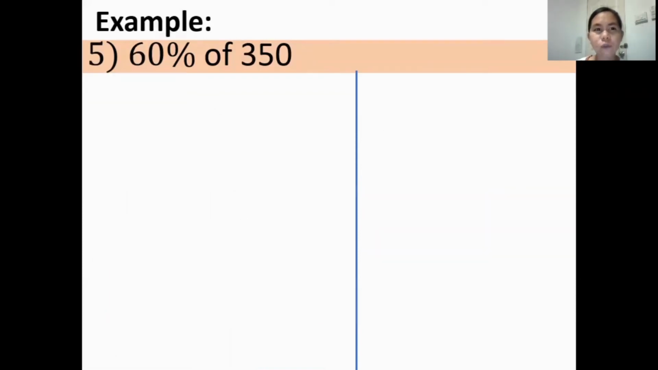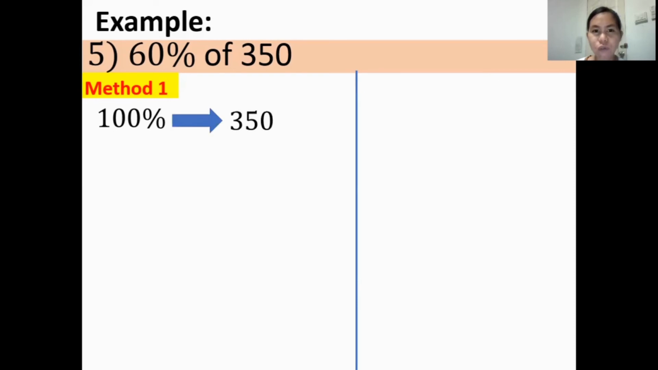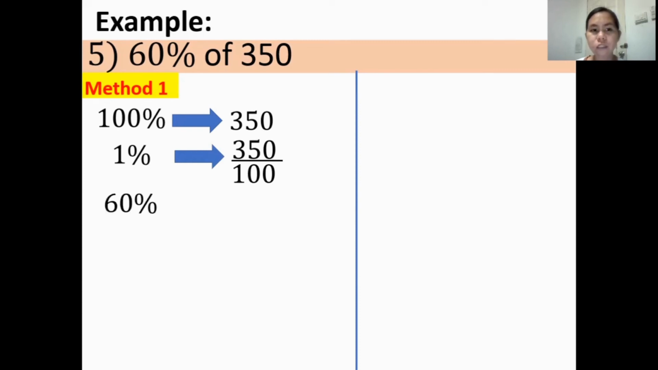Last example, number 5, 60% of 350. So, method 1, we all know that the 100% of 350 is equal to 350. So, the 1% of it is equal to 350 over 100. Since we already know the 1% of 350, we are going to multiply this into the 60%. So 60% is equal to 350 over 100 times 60.